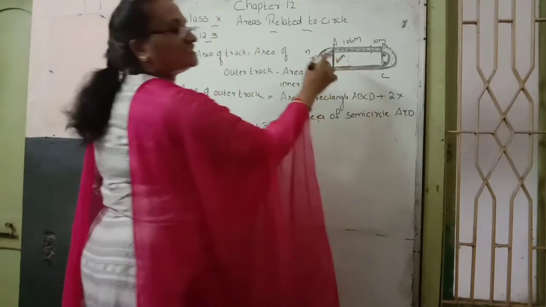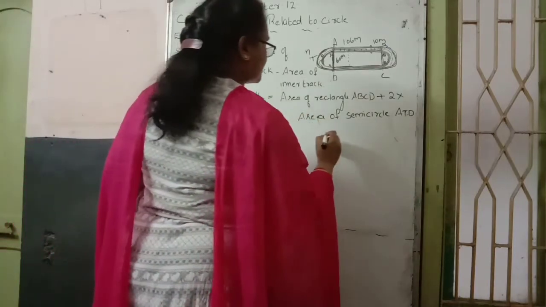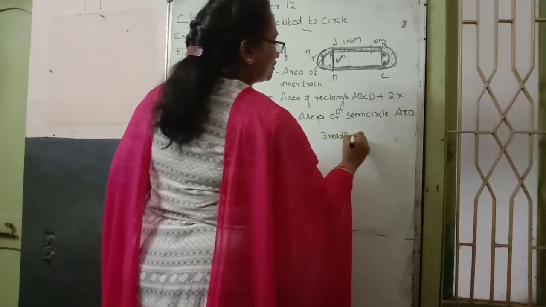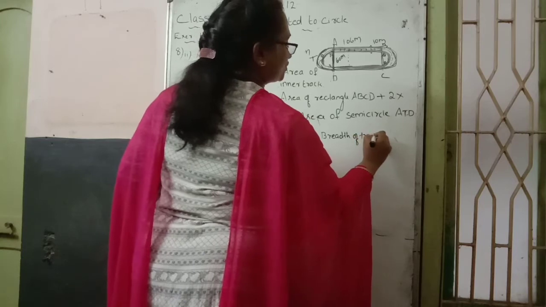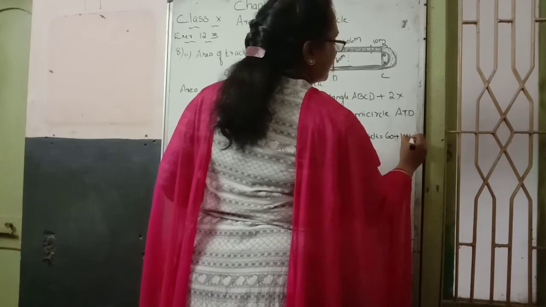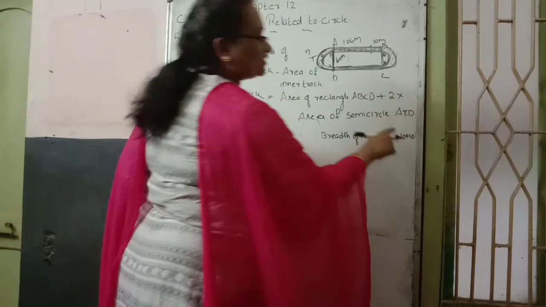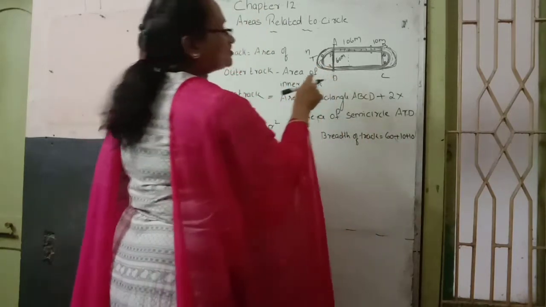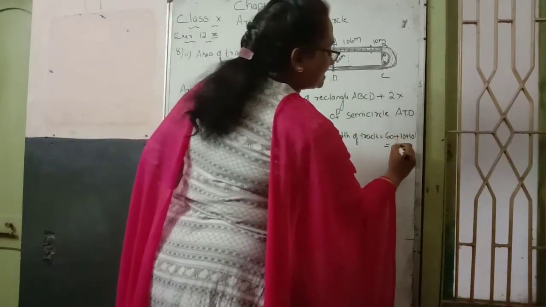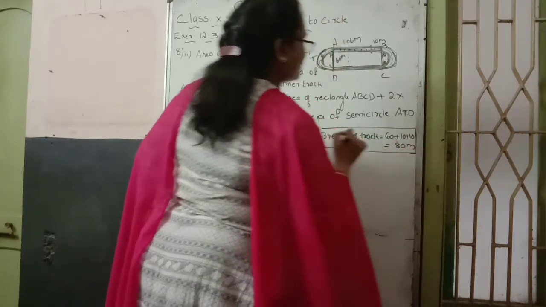Already the P to S distance we know is 60. That's why we can write the breadth of the track as 60 plus 2 times the AP distance, which is equal to the width, that is 10, and the SD distance also represents the width of the track, that is also 10. So how much does the width become? 80 meter is the breadth of the track.